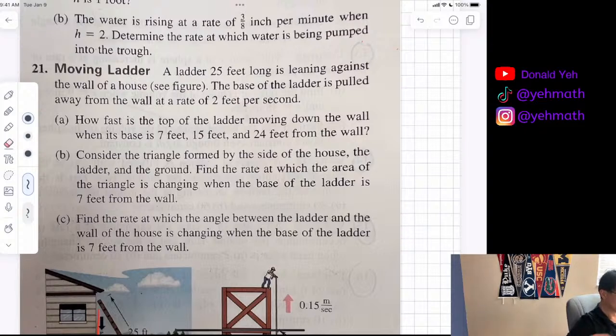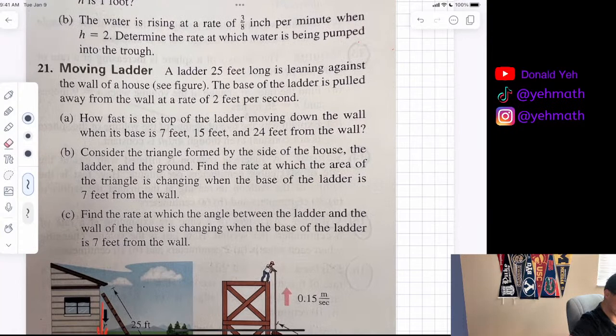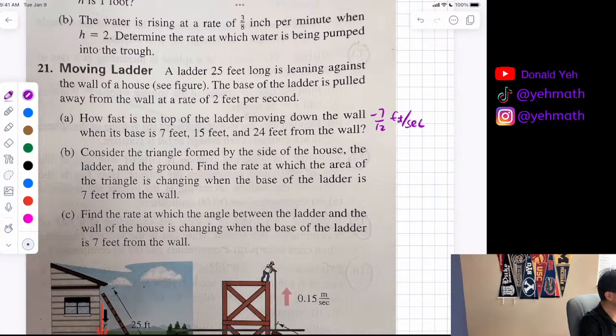Now, we start with this question, and I'm just going to give you a very fast breakdown of how this question goes. For the first part, you guys have no problem, right? The result we should get is -7 over 12 feet per second. Now we're going to use that for part B, because you need it.